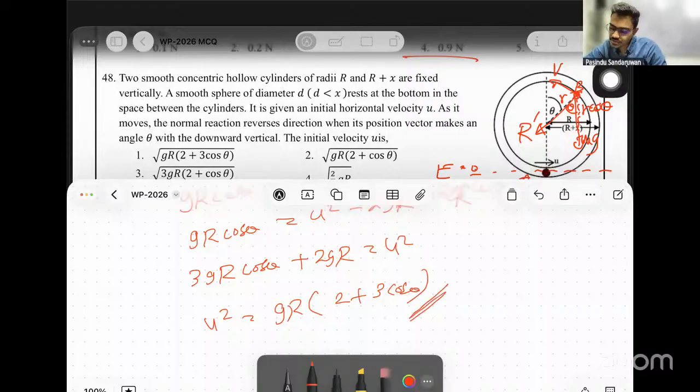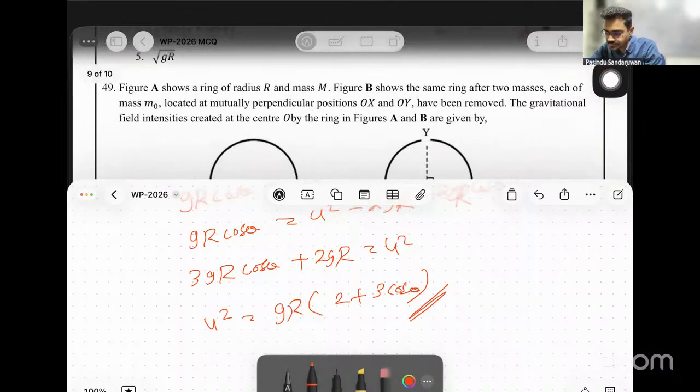We need u. u is the square root of this. u squared is found. Then again, then we get 49.